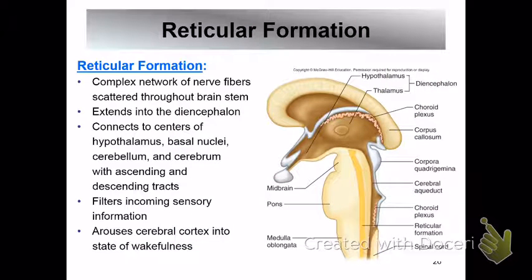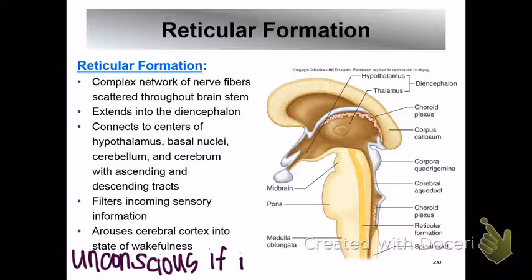And so write that in up under wakefulness, unconscious state if injured. So write that in about reticular formation. If that branching network of neurons, it reminds me of trees, was injured, you would become unconscious.